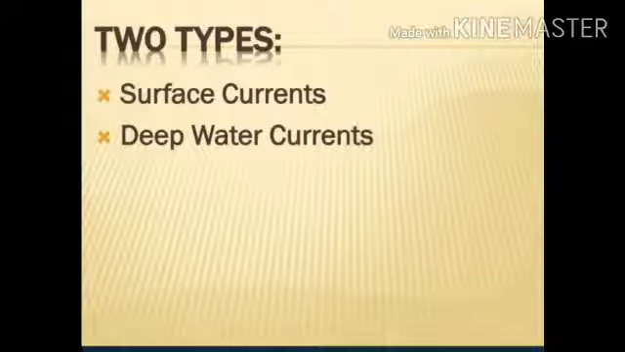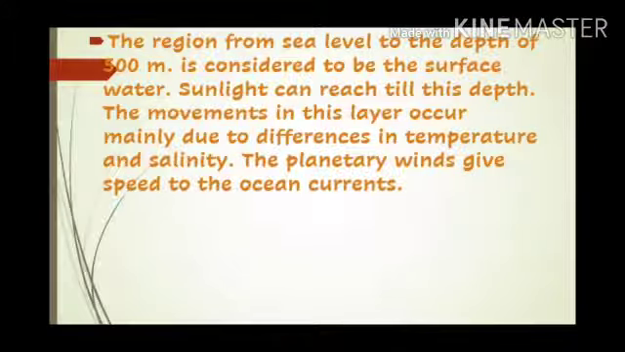Ocean currents are of two types, surface currents and deep water currents. Surface currents means the top part and deep means the bottom part of the ocean. The region from sea level to the depth of 500 meters is considered to be the surface water. Yes, children, how much distance is covered under surface water? 500 meters, because sunlight can still reach this depth.